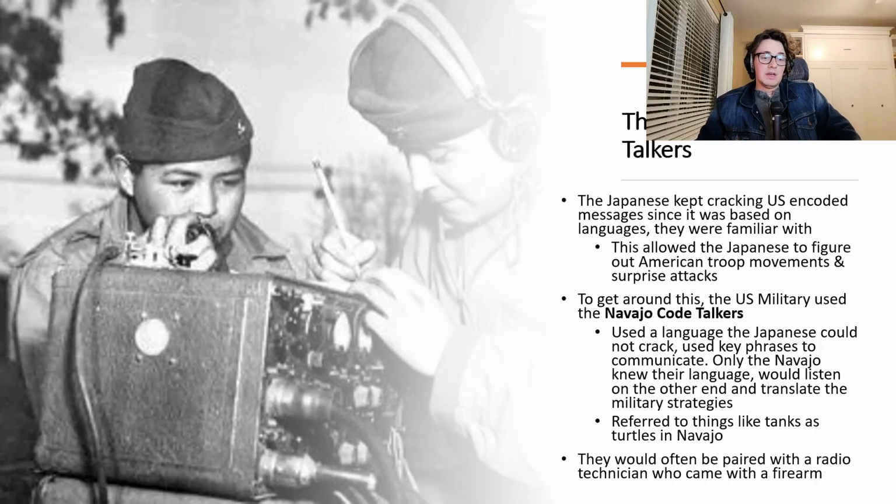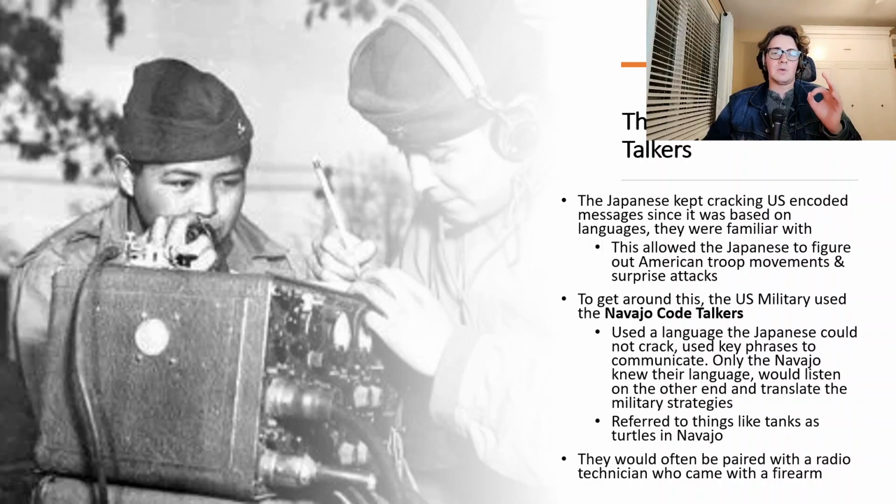Code Talkers. So at the time, all of the messages flying around, it's going to be through radio, through the airwaves. The US keeps coming up with secret codes, and Japan just keeps cracking these codes due to the fact that they are all based off of language models that Japan is familiar with, whether it be European language models, other Asian language models. Japan's able to crack the codes. This is going to allow the Japanese to figure out American troop movements and get surprise attacks.